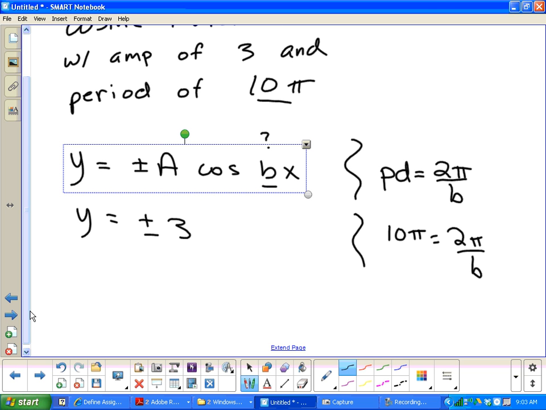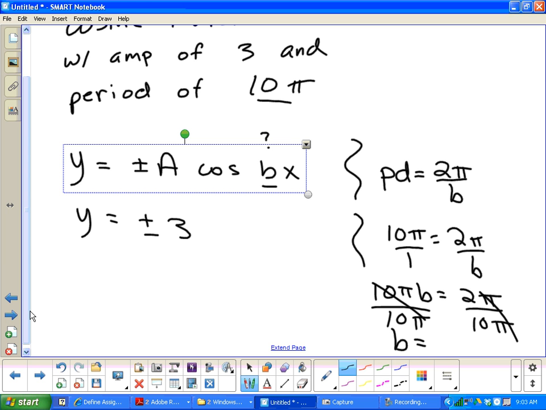You multiply by b on both sides. What's a better way? Just cross multiply. Either way, it doesn't matter. So cross multiply or multiply both sides by b. This would give me 10 pi b equals 2 pi. Then what would I do there? Divide by 10 pi on both sides. Notice the pi's would cancel, and 2/10 would be 1/5. Now that we know what that 1/5 is, we can write that equation.